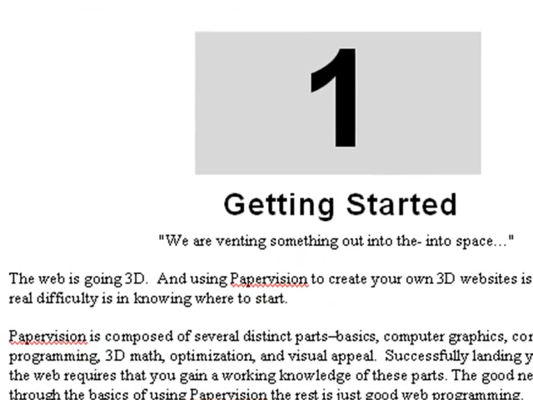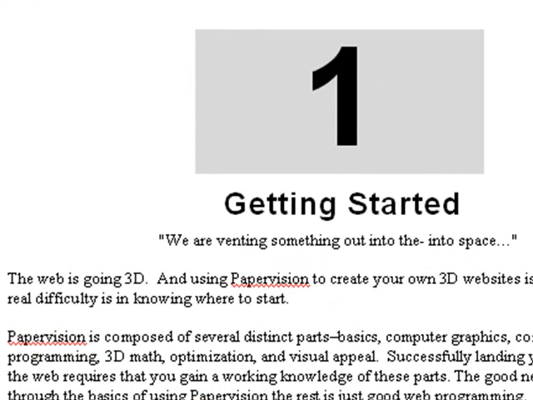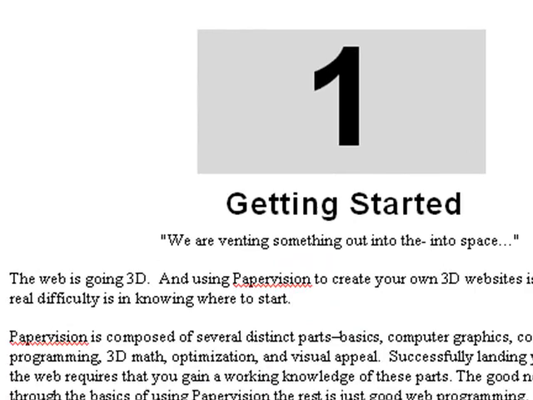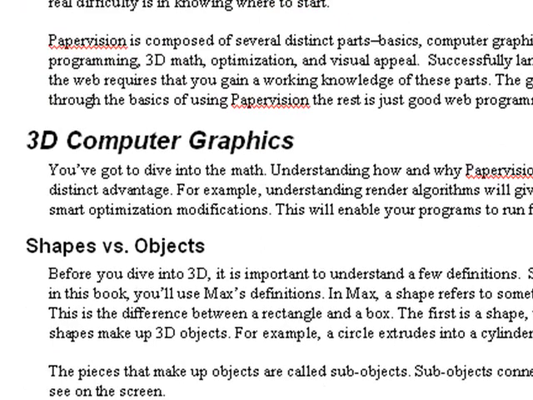So we're in Chapter 1 of the book right here, and we pretty much just start from the basics. Papervision is not difficult, but the difficulty is knowing where to start. And we start at ground zero on everything and build up from scratch. We talk about 3D graphics and the painter's algorithm, and then we go and show you how to build classes.